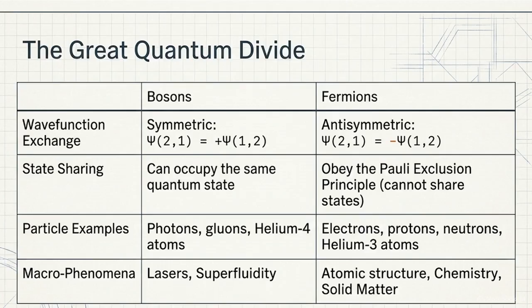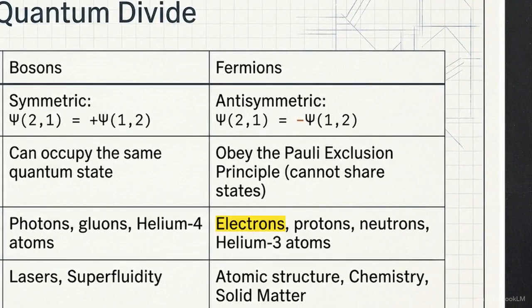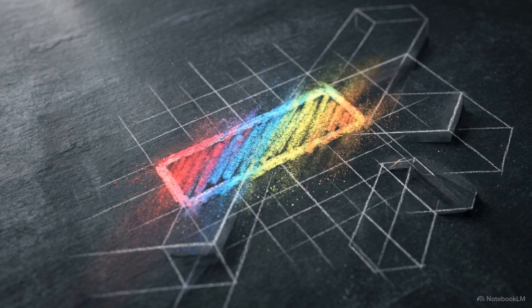There are 2 possible mathematical solutions to this requirement. When particles exchange places, the wave function yields a positive, symmetric output, or a negative, antisymmetric output. Electrons are fermions, requiring their wave functions to be antisymmetric. When 2 electrons swap, the math demands a minus sign. This single negative sign serves as the hidden architecture dividing all matter in the universe.